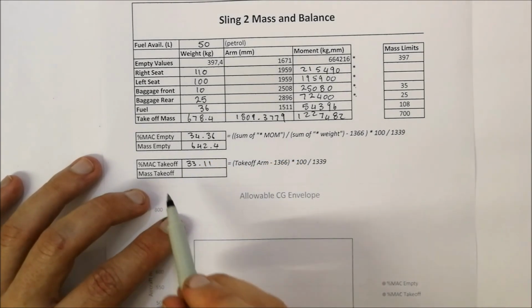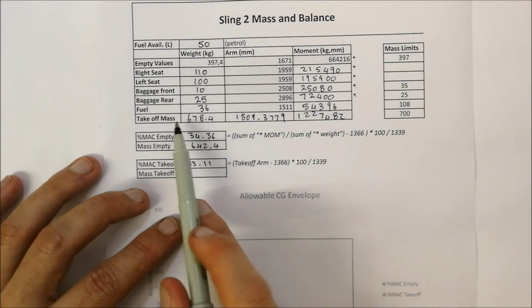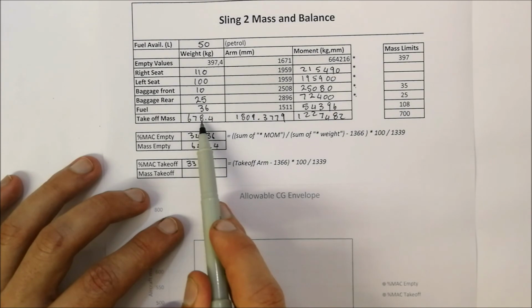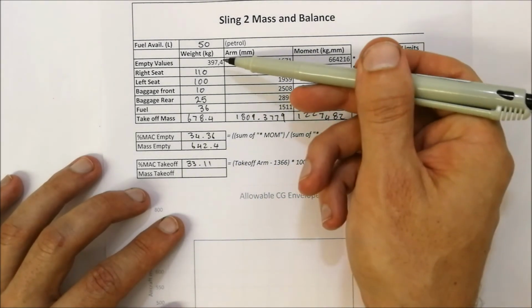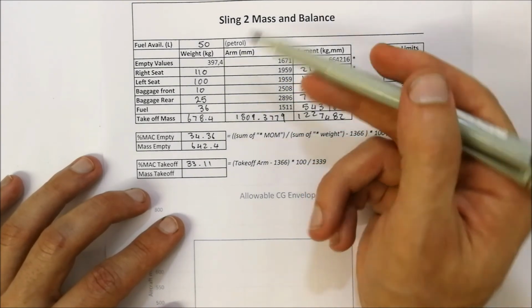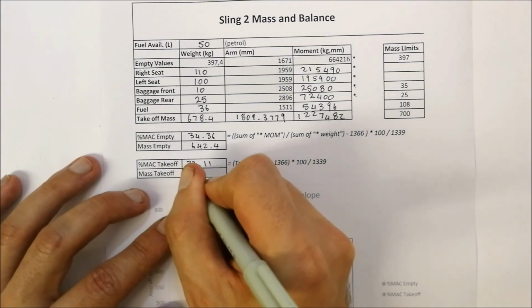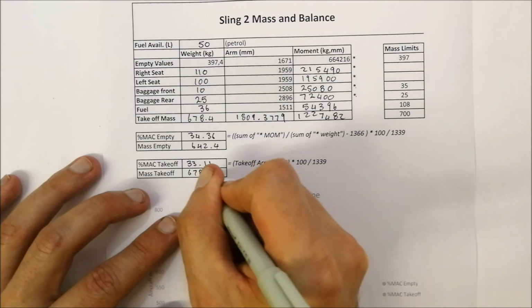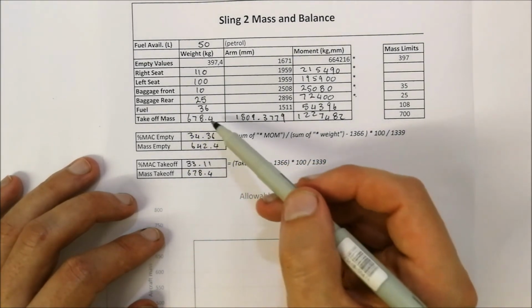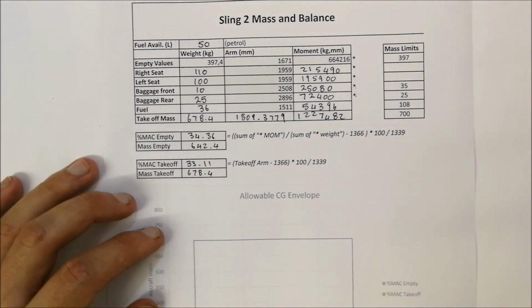Okay, and then what's the mass at takeoff? Well, that is already calculated over there in this field. It's 678.4, because we've taken into account all the weights over here, adding up together, so we can place that value over there. That's 678.4. Okay, so that's the same as our takeoff mass that we've calculated already.